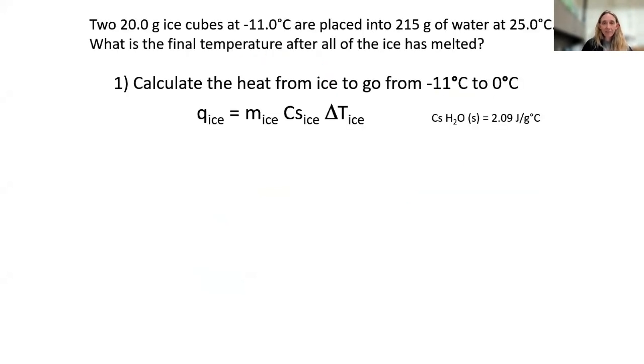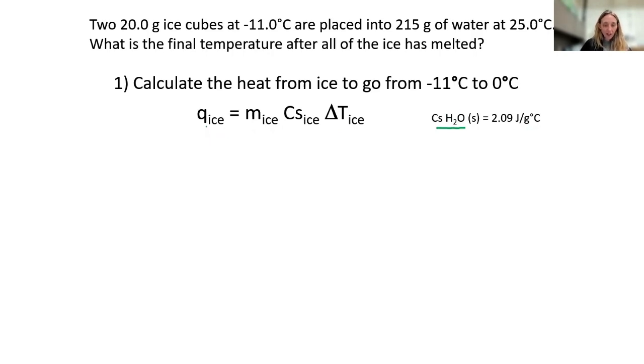And we're going to start right at the very beginning. So we're going to calculate the heat from the ice to go from negative 11 degrees Celsius to 0. That's our first step. The equation we're going to use is Q of the ice equals M of the ice times CS of the ice times delta T. Okay, and from the problem, I'm given the specific heat of the ice is 2.09 joules per gram degree Celsius.